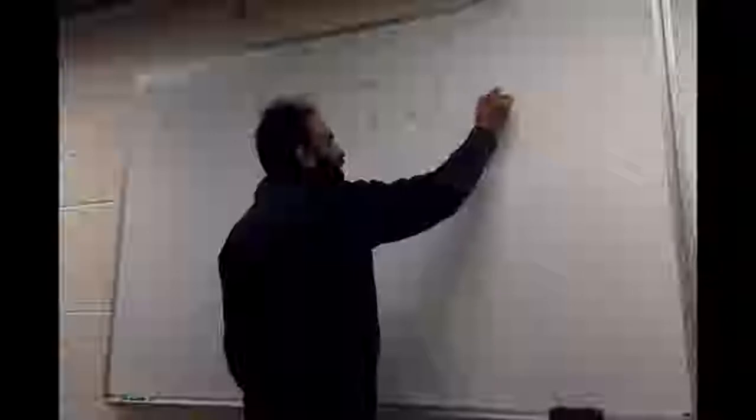Okay, so the lens maker's equation was this: 1 over f is equal to n minus 1. What is n standing for? N is the refractive index. N is the refractive index of the material of the lens, whatever lens it is.